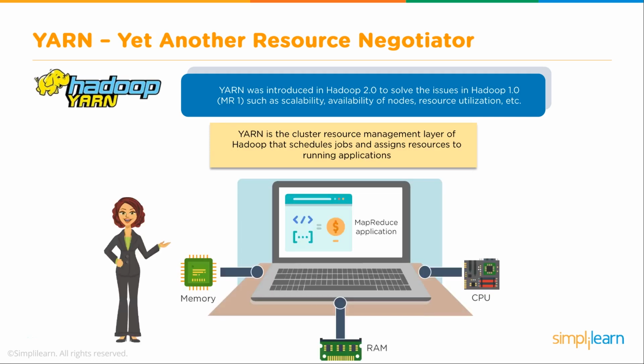So Yarn is a cluster resource management layer of Hadoop that schedules jobs and assigns resources to running applications. And so you can see here we have our memory, we have our CPU, we have our RAM. So you have from hard drive to RAM to how much processing power you have. The Yarn handles those loads and figuring out where to best assign them.